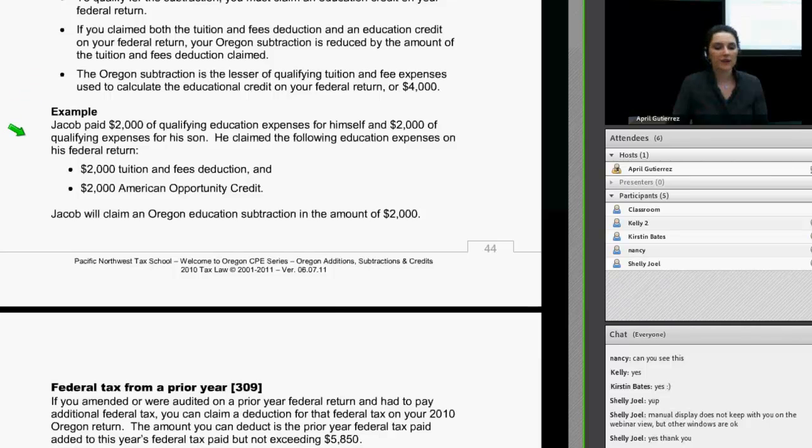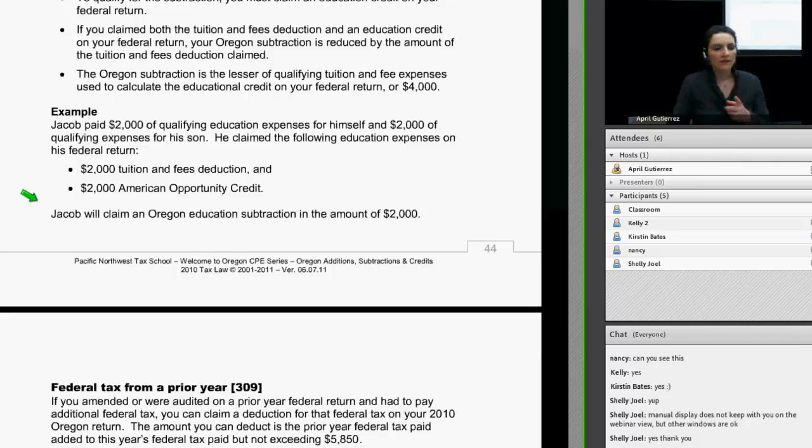Jacob paid $2,000 of qualifying education expenses for himself and another $2,000 of qualifying education expenses for his son. He claimed the following education expenses on his federal return: $2,000 as a tuition and fees deduction, and $2,000 as an American Opportunity credit. Jacob will claim an Oregon education subtraction in the amount of $2,000.